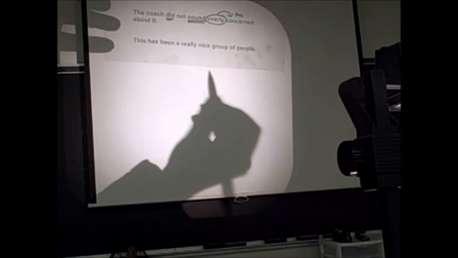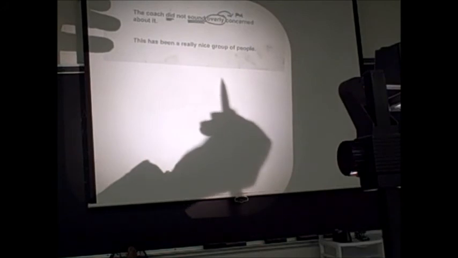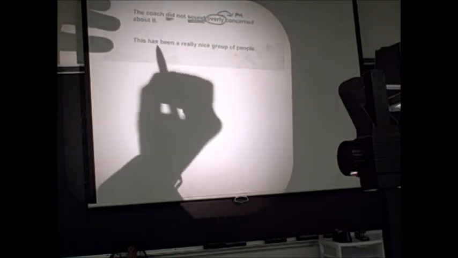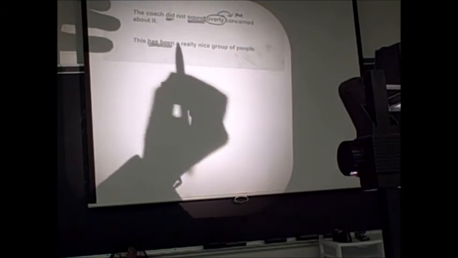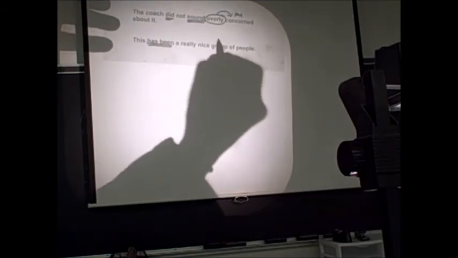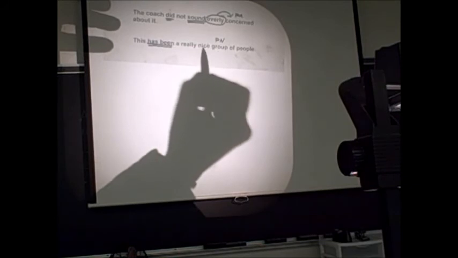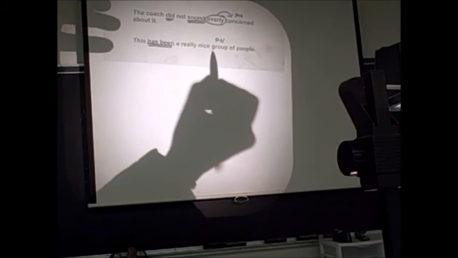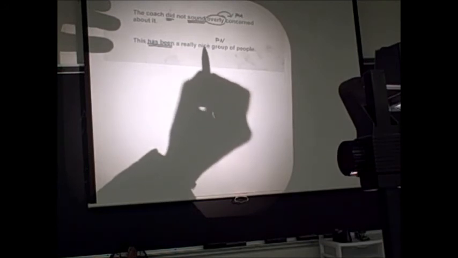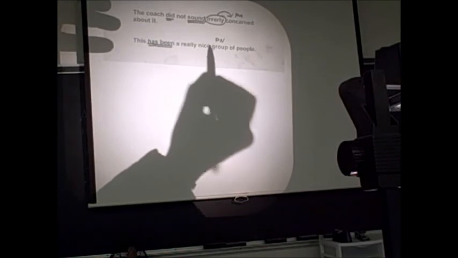All right. This has been a really nice group of people. This is the subject, has been is the verb, group is actually a predicate nominative because it renames this. So this is a noun. Is nice then an adverb? Do adverbs modify nouns? No. Adjectives modify nouns or pronouns. So this must be an adjective, nice.